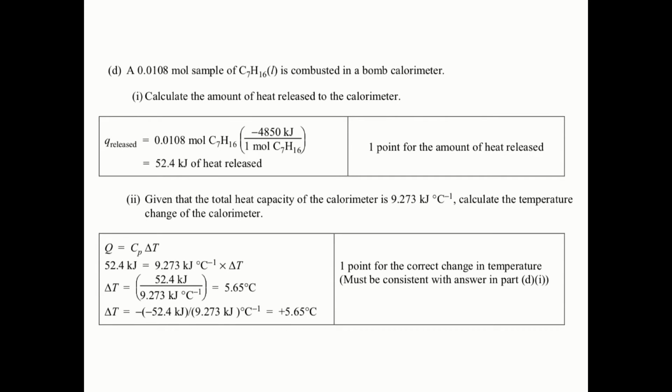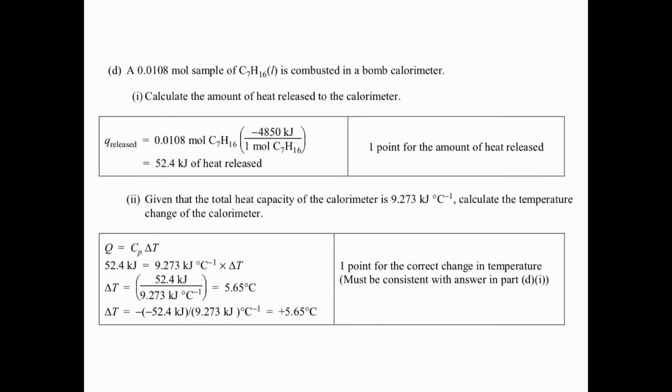In part D, it says a 0.0108 mole sample of heptane is combusted in a bomb calorimeter. So I had talked about in class how we always just use specific heat and not just your heat capacity. Well, I lied. This is an old problem, but nonetheless we can do it just using units. So don't freak out, you're okay.